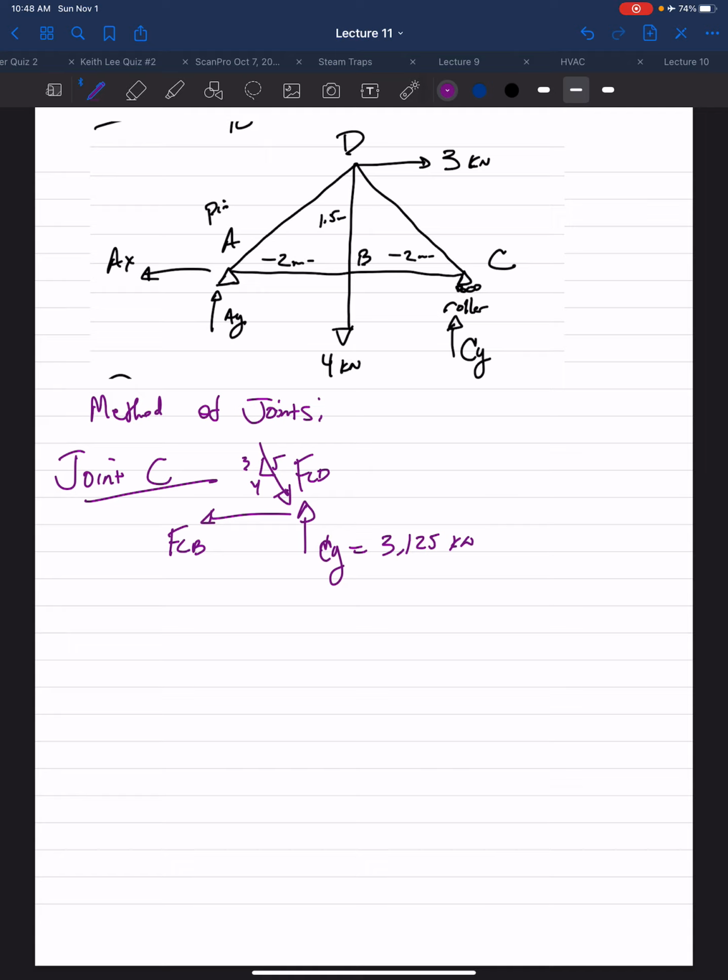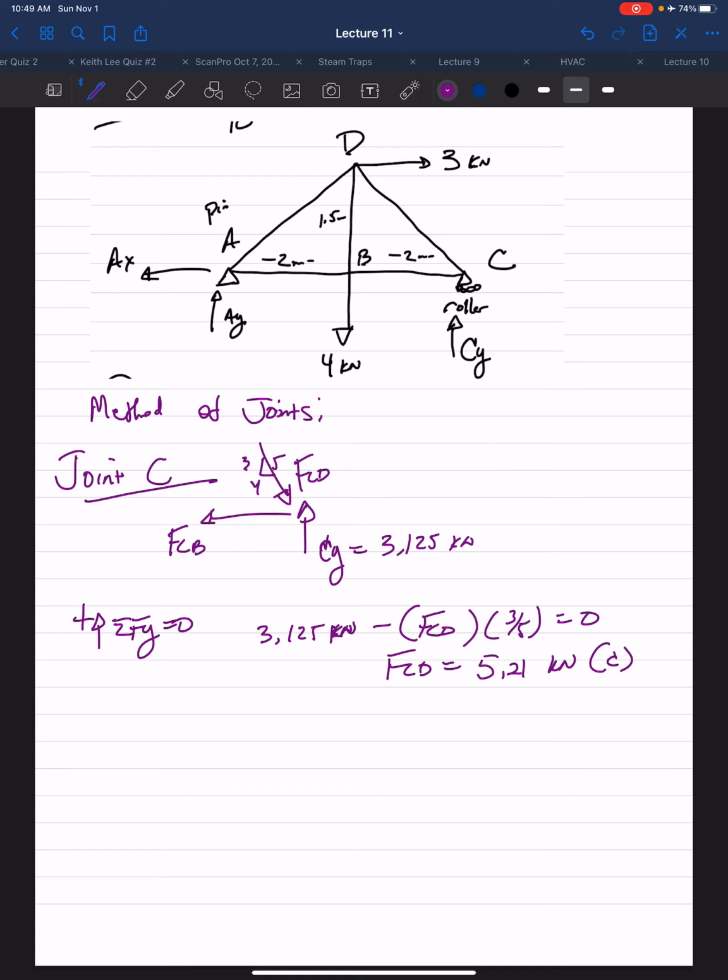If I take my sum of my forces in the y direction, I have my CY, which is 3.125 kilonewtons, minus FCD times 3/5. You get FCD. And FCD is compressing at joint C.